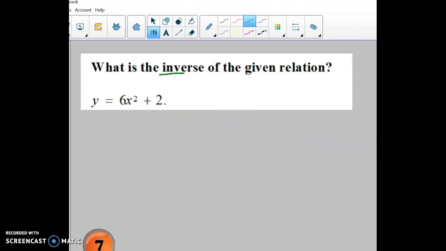Okay, inverse. So inverse is the opposite function. See if you remember the process for finding the inverse.